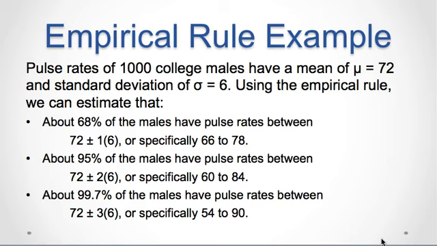About 95% of the males have pulse rates between 72 plus or minus 2 times 6, or more specifically, about 95% of the males have pulse rates between 60 and 84. And finally, about 99.7% of the males have pulse rates between 72 plus or minus 3 times 6, or about 99.7% of the males have pulse rates between 54 and 90.